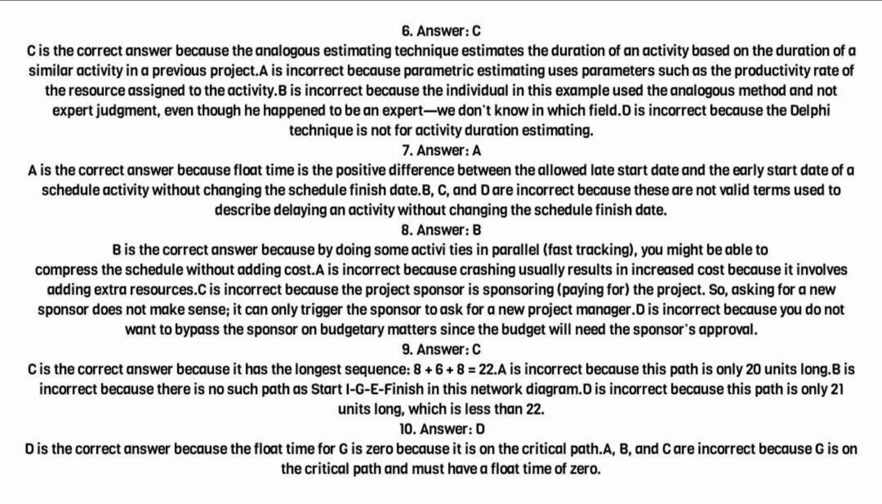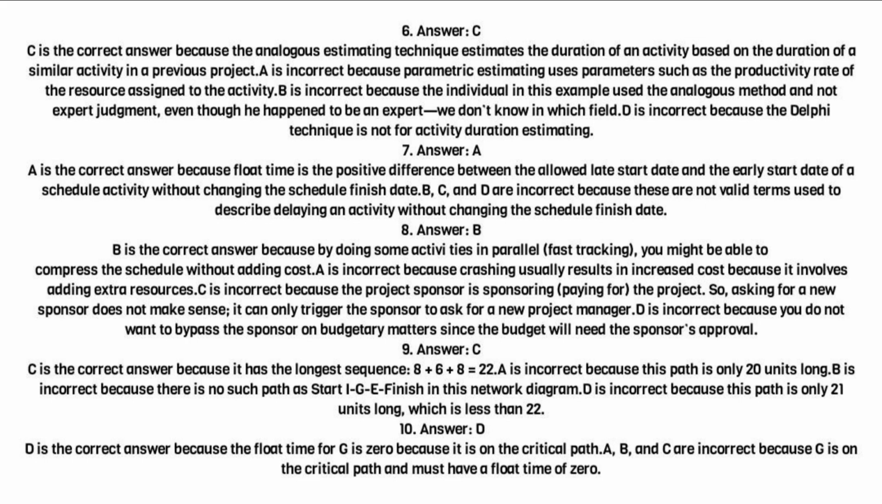Answer, B. B is the correct answer because by doing some activities in parallel, fast tracking, you might be able to compress the schedule without adding cost. A is incorrect because crashing usually results in increased cost because it involves adding extra resources. C is incorrect because the project sponsor is sponsoring, paying for, the project. So, asking for a new sponsor does not make sense. It can only trigger the sponsor to ask for a new project manager. D is incorrect because you do not want to bypass the sponsor on budgetary matters since the budget will need the sponsor's approval. 9. Answer, C.